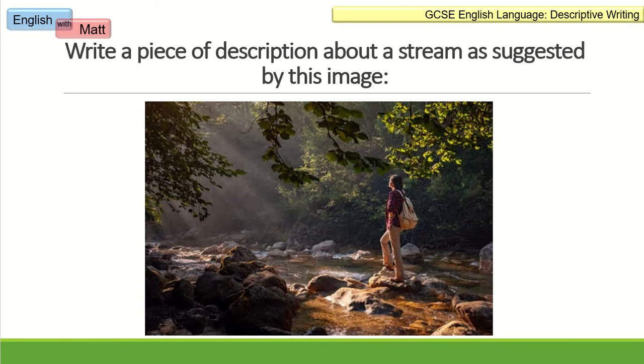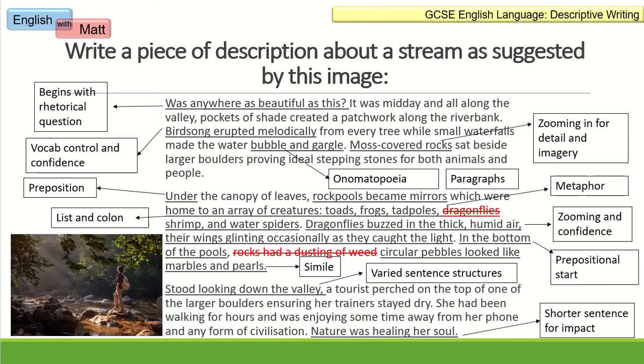So the next image I want to show you is a very different one. Write a piece of description about a stream as suggested by this image. So it's like a woodland stream and a woman perched on a rock there looking down the valley at the sunshine. So this is more like a forest kind of image. And again, similar as before, we've got our piece of descriptive writing with the annotations around the outside.